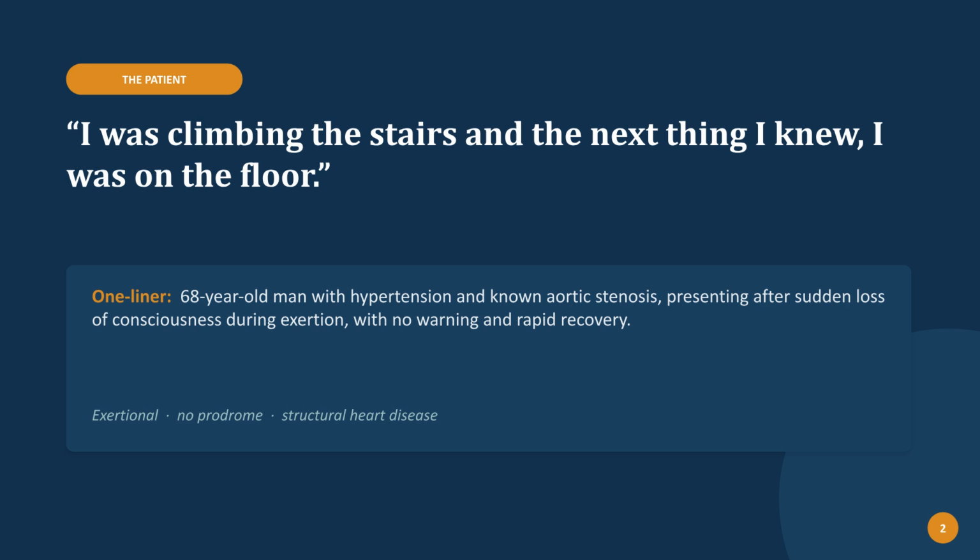Let us begin. Meet our patient, a 68-year-old man with hypertension and aortic stenosis. He fainted suddenly while climbing stairs. Note 3 critical features. It was exertional, there was no warning, and he has underlying structural heart disease. These are all red flags for a cardiac cause. Keep this case in mind as we build our framework.